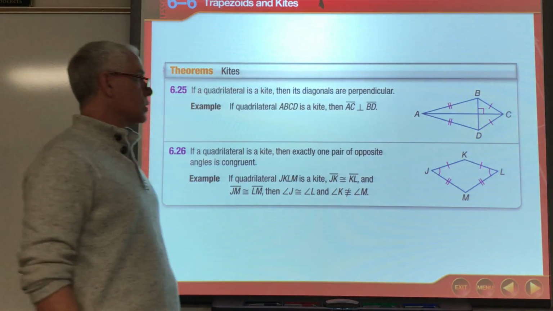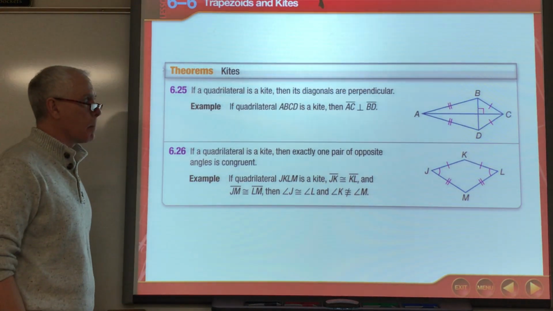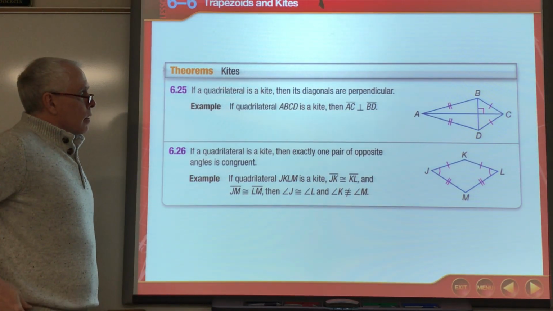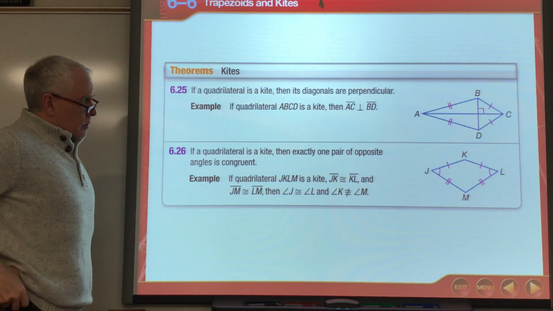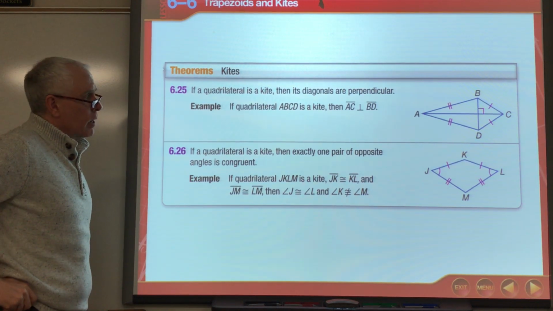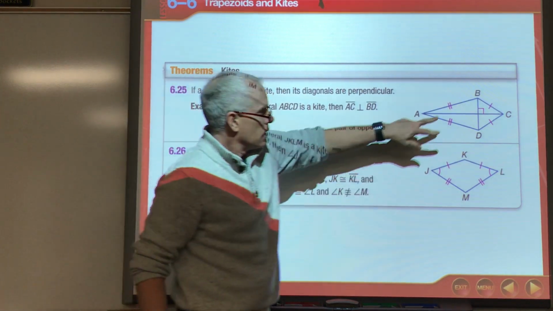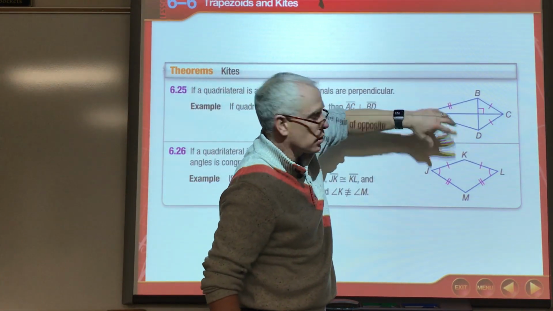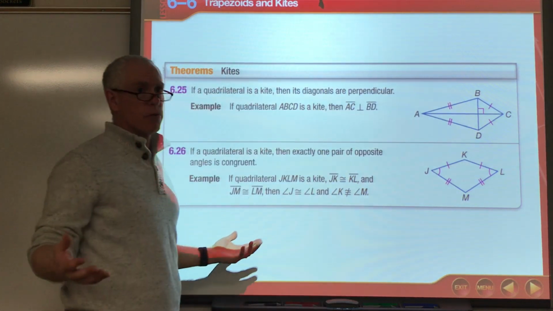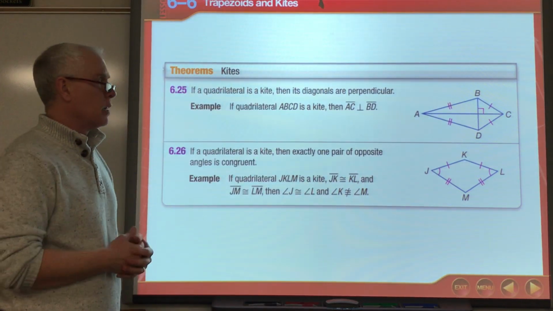All right, so a kite, switching gears a little bit. We learned that a kite is a quadrilateral with exactly one pair of, well, we have 2 pairs of consecutive congruent sides, but not all the sides are congruent. So these 2 sides are congruent, these 2 sides are congruent, but all 4 aren't. Because if all 4 of the sides were congruent, it would be a rhombus.